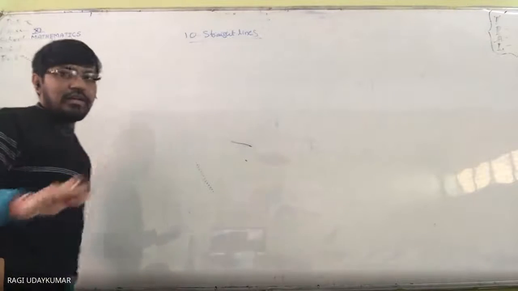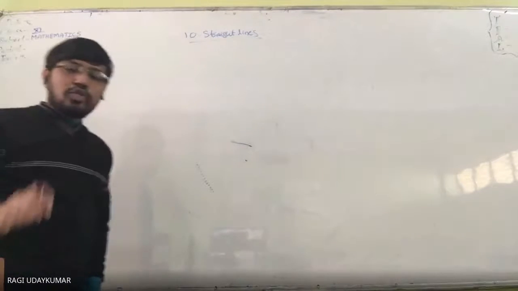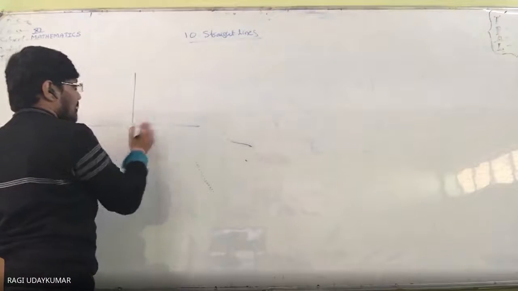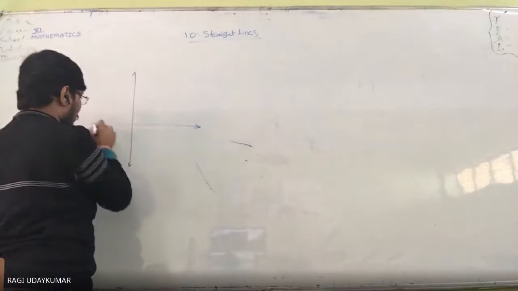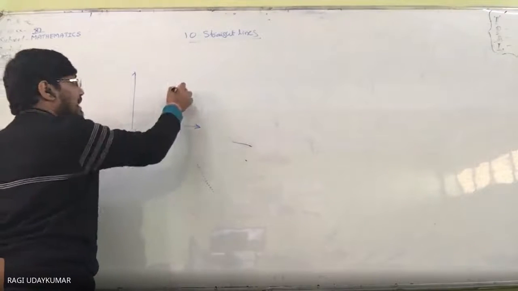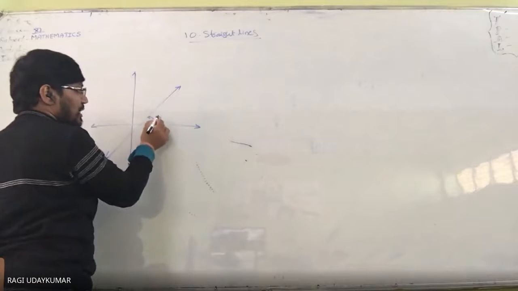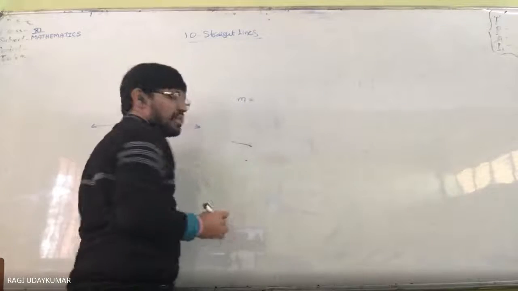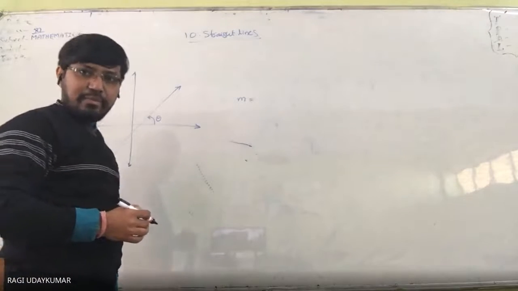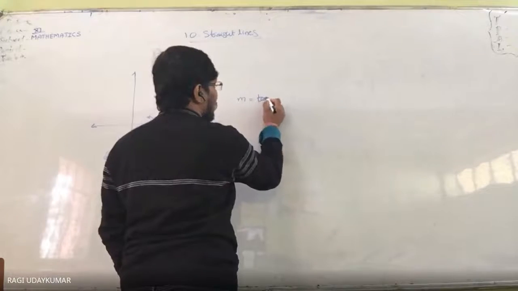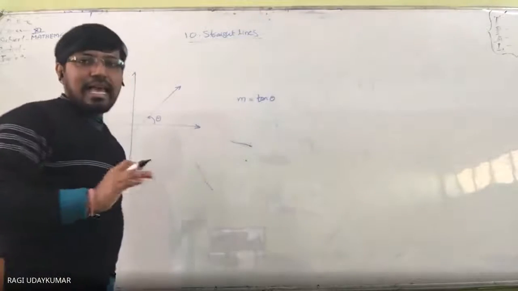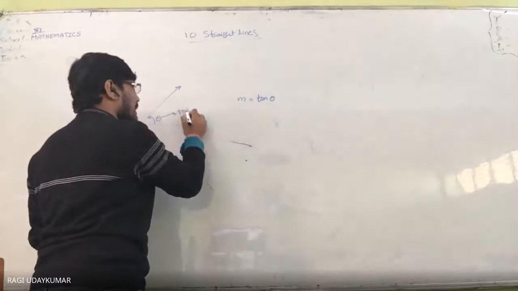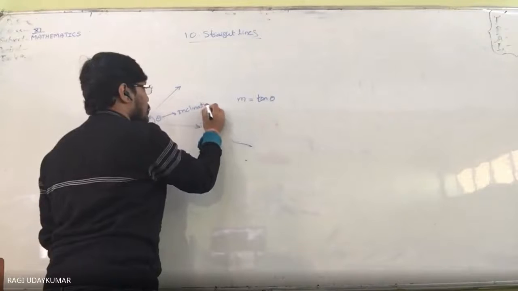Once again I will recall the concepts. Slope of a line: if any line makes an angle theta with the x-axis in an anti-clockwise direction, then the slope of this line is represented by m. Generally, the slope of a line is represented by m. m is equal to tan theta, where theta is the angle made with the x-axis, and this angle is called the inclination.